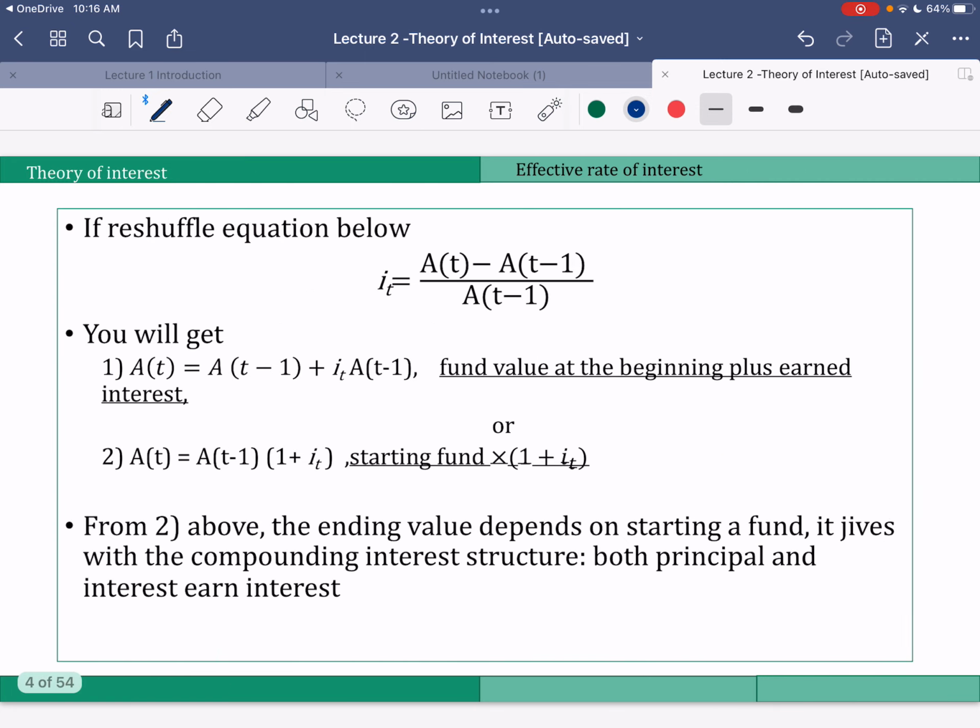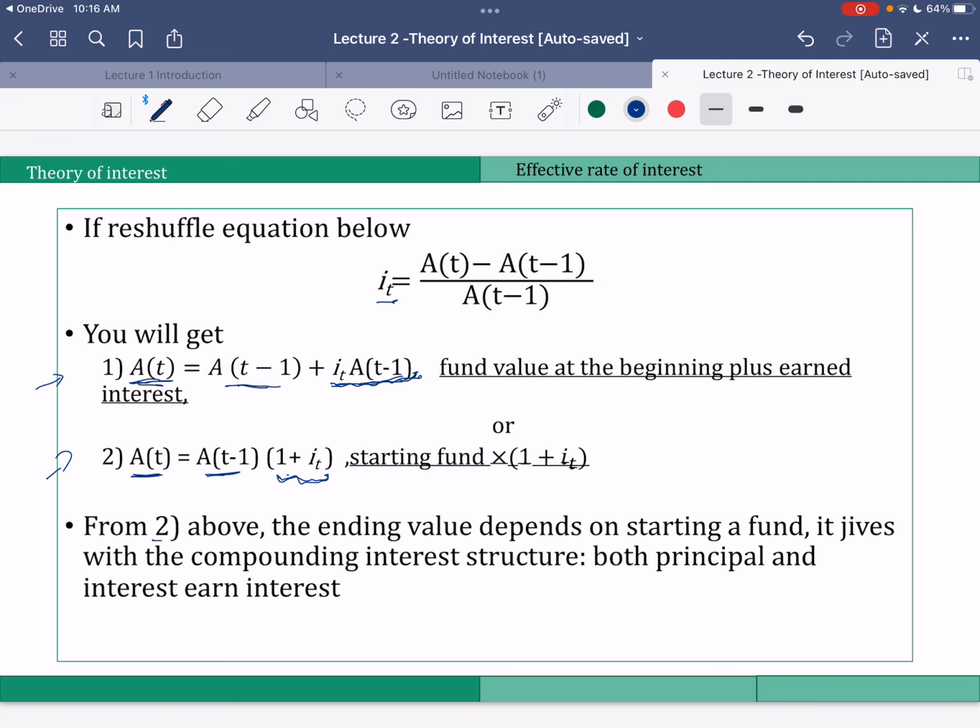Okay, moving on. If we reshuffle the equation just now, we will get it in two forms. The first one will be the ending amount equals the beginning amount plus beginning amount times I, which is technically just the interest earned in that period. So the ending amount equals the beginning amount plus the interest earned. And the second, we will get ending amount equals the beginning amount times 1 plus IT.